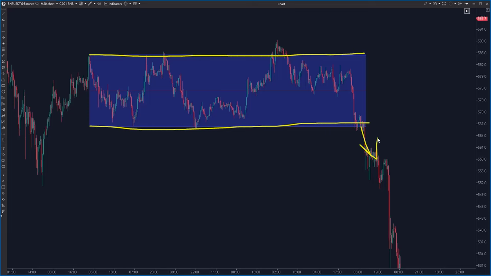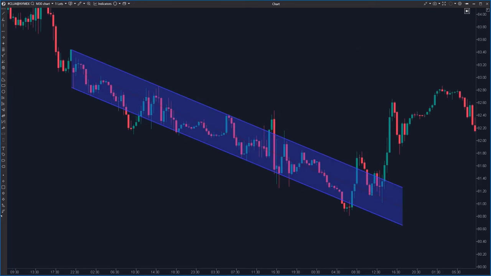Parallel channels work because they visually represent price movement patterns that many traders use to shape and develop their trades. They are based on the most basic building block of technical analysis, the trend line. This is the simplest way to determine if an uptrend, downtrend, or equilibrium prevails in the market.